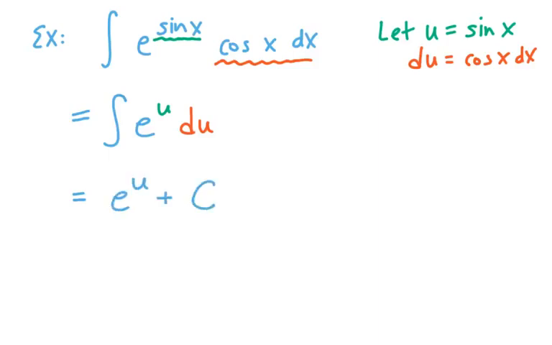Tag on your constant of integration, and since this is indefinite, we do need to back sub to return to the original variable. So anytime we see a u, let's pop in our sine of x, and this will be it. So e to the power of sine x plus c.